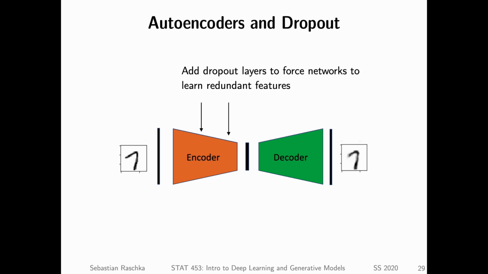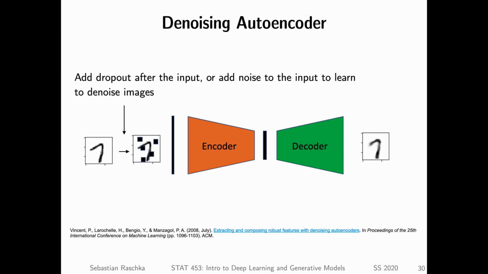However, where it becomes interesting is by adding dropout after the input image. So here, when we add dropout, we will drop pixels from the input image, and then when we train the autoencoder, we can implement a so-called denoising autoencoder. This goes back to the very first application example I showed you at the beginning of this lecture, where we learn how to denoise an image. This could be by dropping pixels, but we can also add artificial noise like Gaussian noise and so forth.